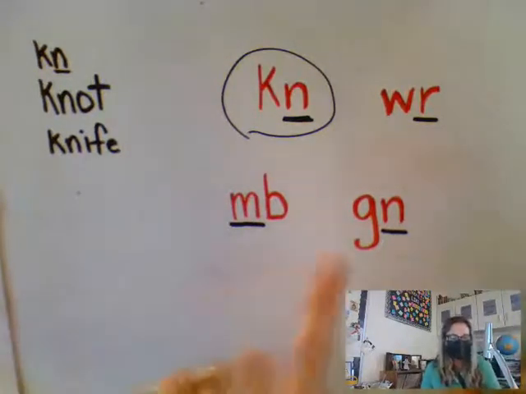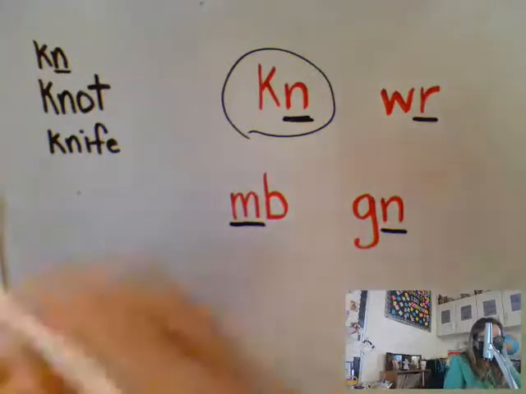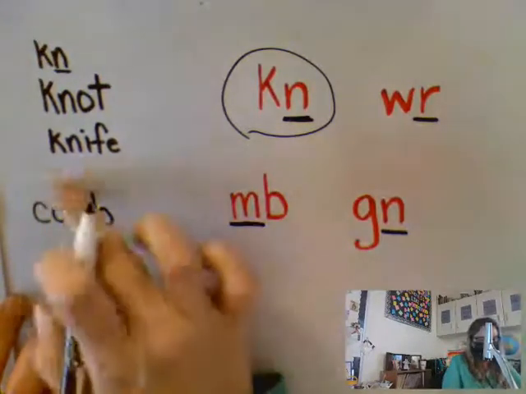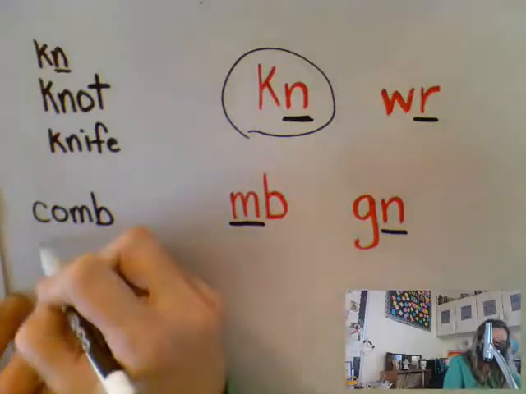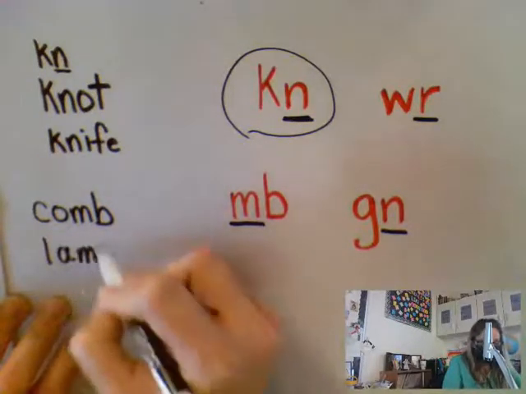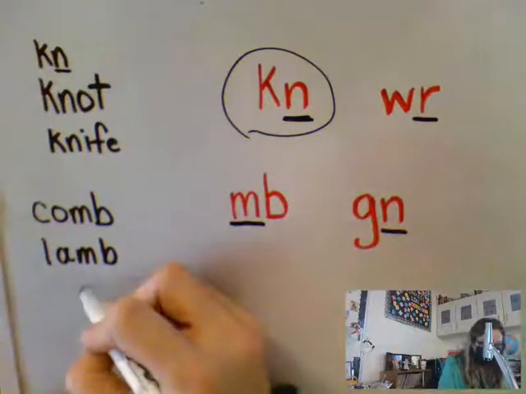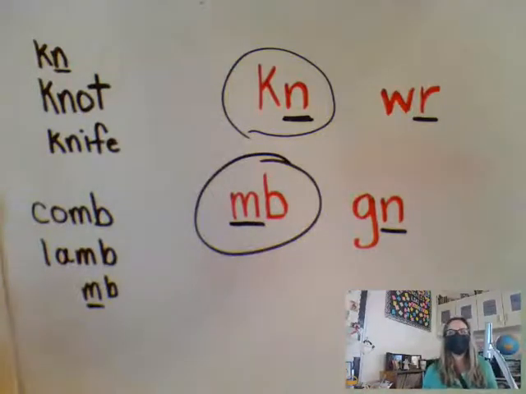Let's look at the MB, and I'll give you some MB words. Like I'm going to comb my hair. I don't say I'm going to kuh-omb my hair. I say I'm going to comb my hair, right? Mary had a little lamb. She didn't have a little lam-b. She had a little lamb. So you need to start practicing knowing that when you see that MB together, it makes the M sound, okay?